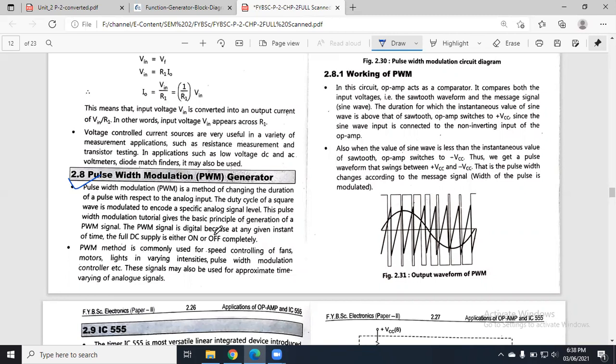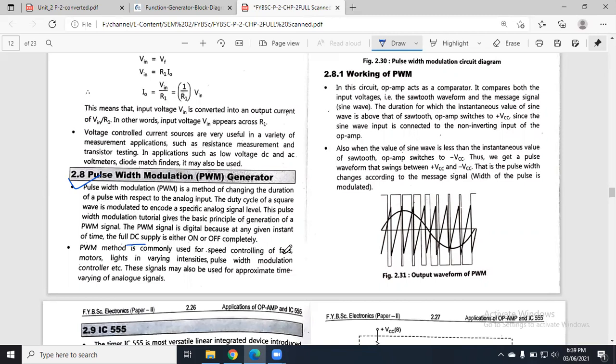The PWM signal is digital because at any given instant of time, the full DC supply is either completely on or completely off. Whenever we apply a pulse width modulated signal, we have either a totally on signal or a totally off signal, because in the case of DC we have only two values, 0 and 1. 0 means completely off, 1 means completely on. So the PWM method is commonly used for speed control of fans.